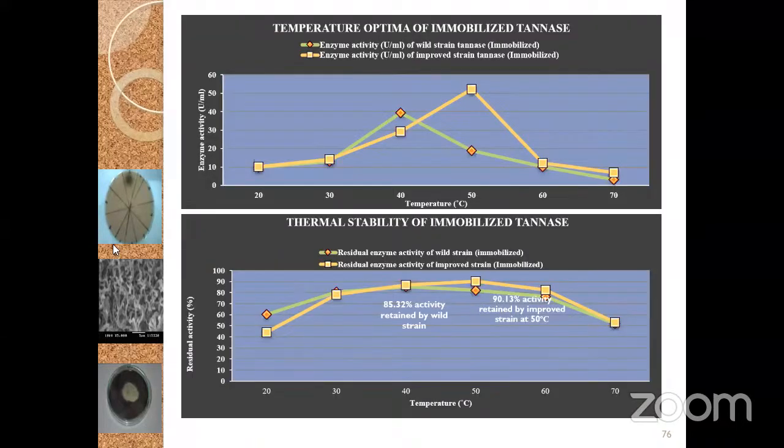So this is the result which shows the effect of temperature. The immobilized improved strain enzyme shows promising activity at 40 degrees Celsius, and when we consider the stability of the enzyme, it is stable in the range of 40 to 60. Here 85.32% activity is retained by the wild strain, while at 50 degrees Celsius, 90.13% activity is retained by the improved strain. This is one advantageous point we got after the immobilization studies and the strain improvement studies.